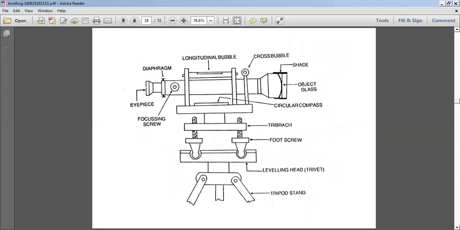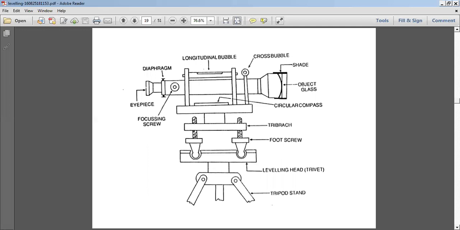So this is the line diagram for the dumpy level. As you see, we can also level with respect to the screws provided. There are three screws provided in all the instruments: the tilting level, the dumpy level, and the automatic level. There are different parts, as you see. First is the tripod stand, which has three legs, then the leveling head with three leveling screws. You can level the instrument with the help of these three screws.